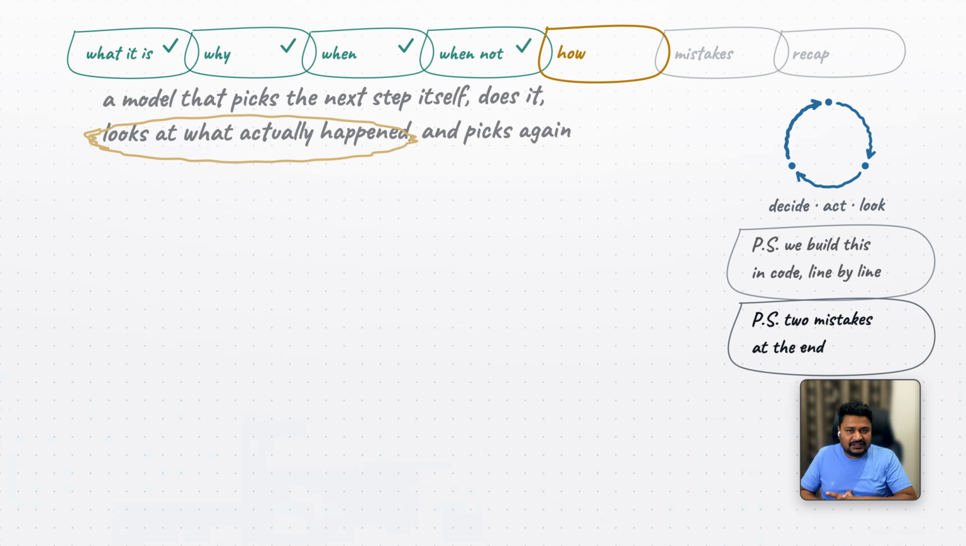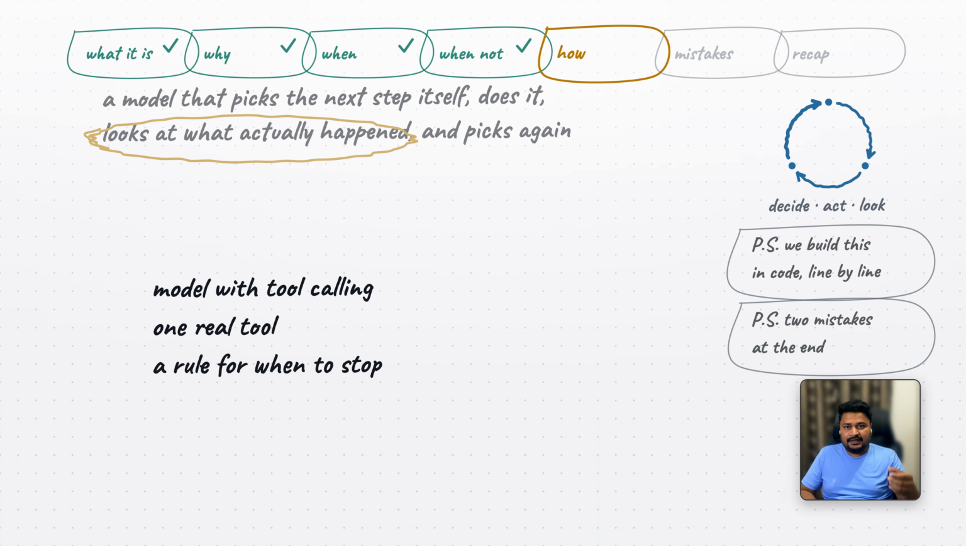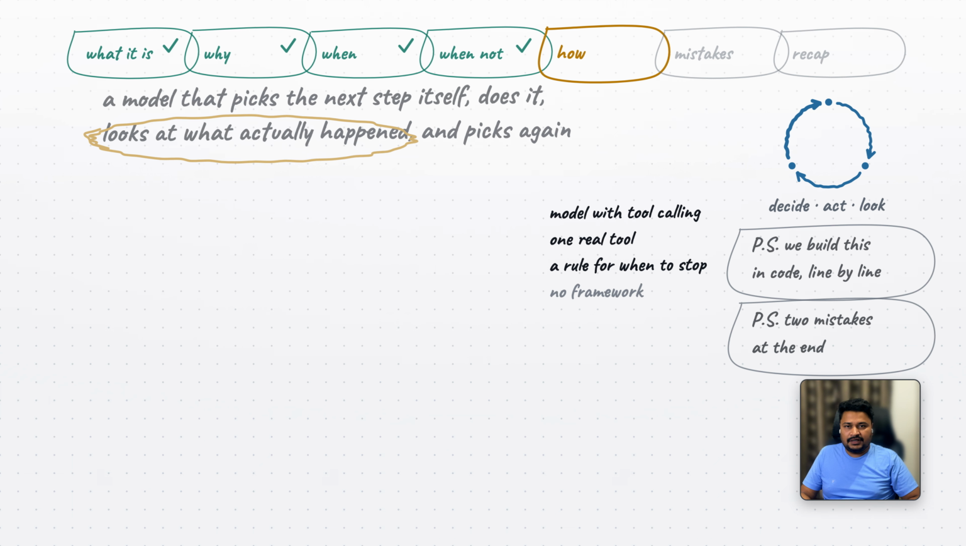First agent. Now let's build one. Three things: a model that supports tool calling, which just means you hand it a list of functions and it tells you which one to run; one tool that does something real; and a rule for when to stop. No framework. Start with what you already have.